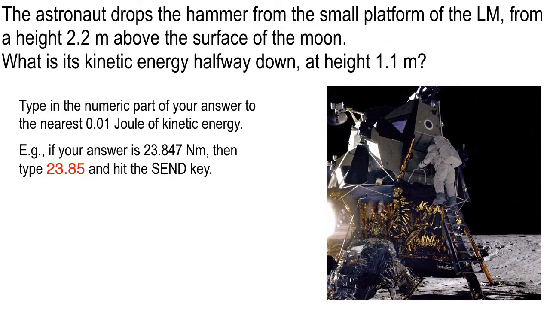Just take a minute to calculate this. The astronaut drops the hammer, same one, 0.703 kilograms, from the small platform of the lunar module, from a height 2.2 meters above the surface of the moon. What is its kinetic energy halfway down at height 1.1 meter? Type in the numeric part of your answer to the nearest 0.01 joule of kinetic energy. And actually, this is a really easy one if you think. But if you do it the long way, it's not too bad. So give it a shot.